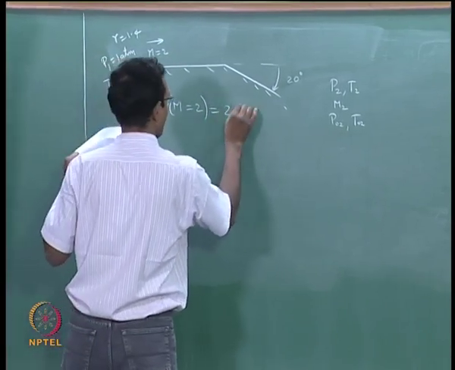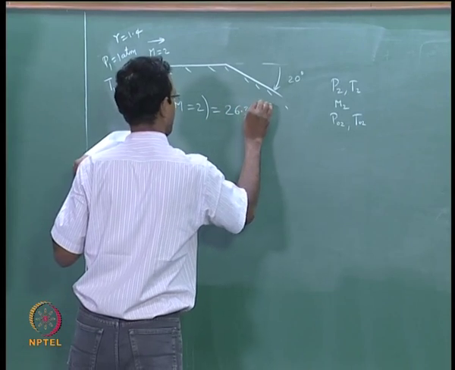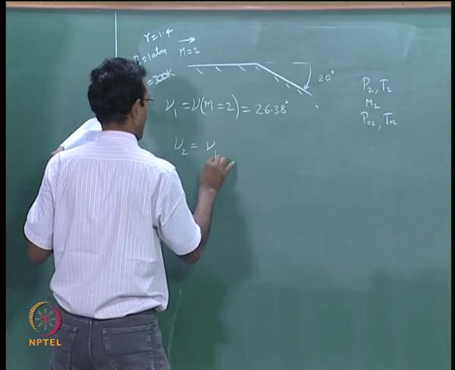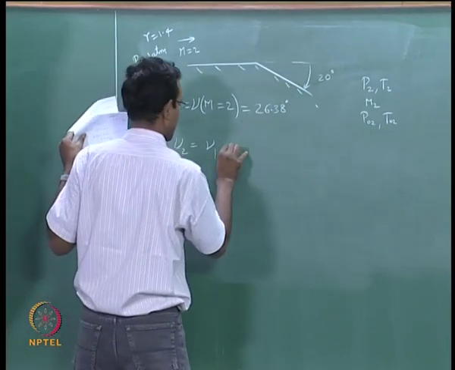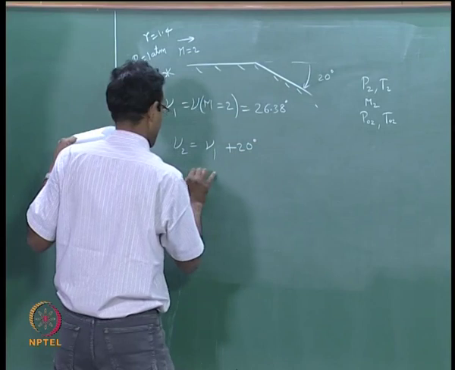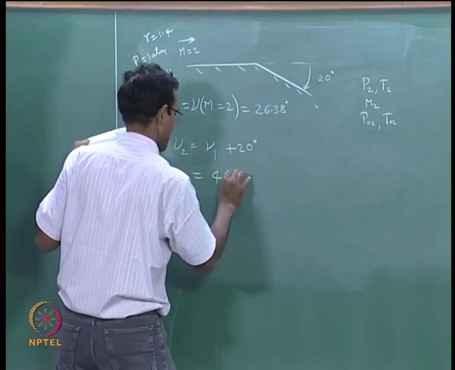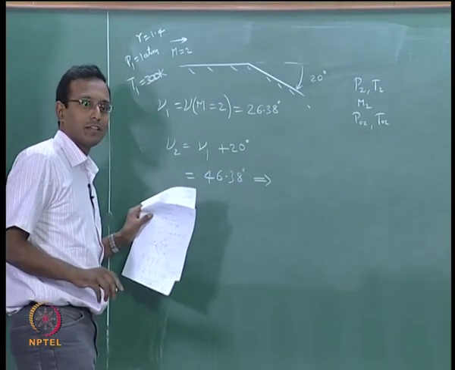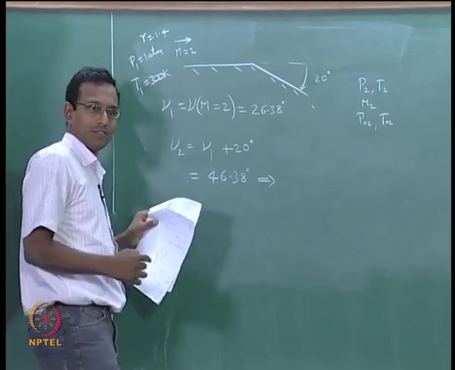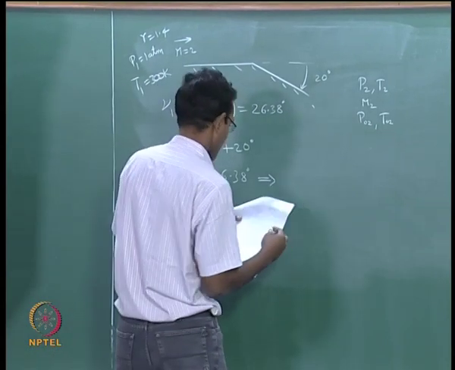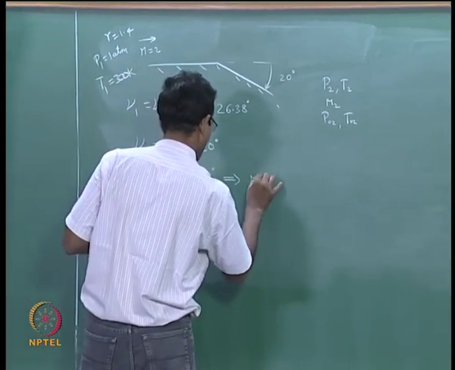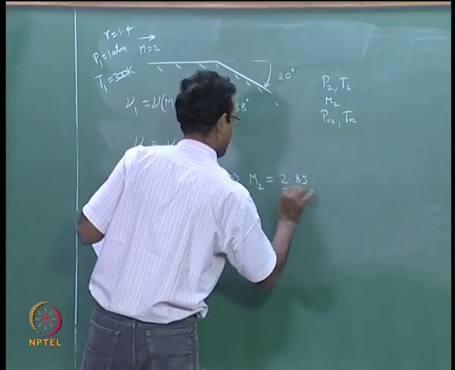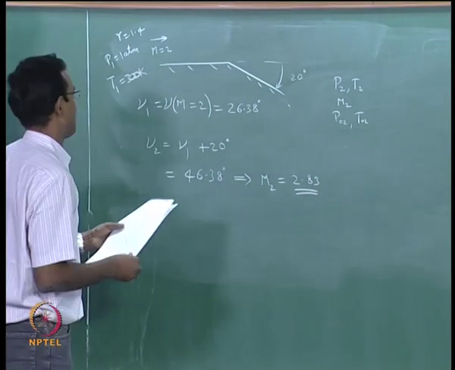Which from tables will be 26.38 degrees, and nu 2 equal to nu 1 plus the expansion angle, so it is plus 20 degrees. So, the final value is 46.38 degrees. If I go and use my Prandtl-Meyer function tables from compressible flow data books, I will get M2 equal to 2.83. This is the first phase.